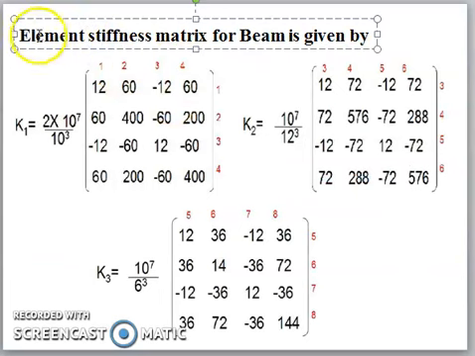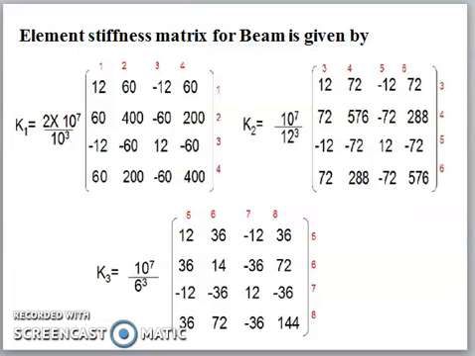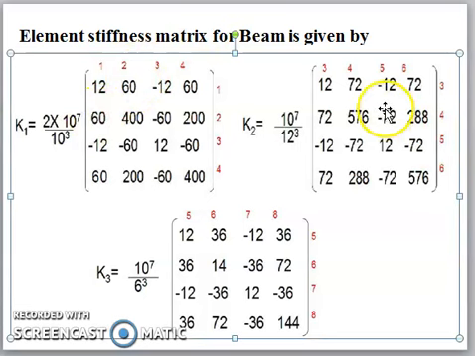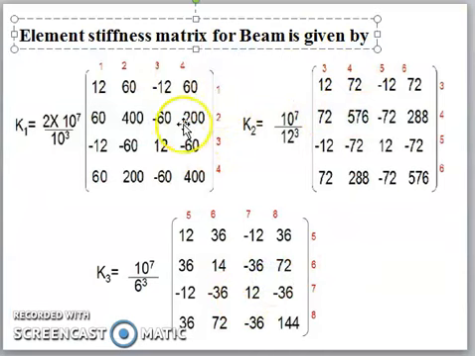The element stiffness matrix for the beam is given by 12, L, 6, L square, minus 12, 6. It is the same element stiffness matrix as we gave for the previous case also. Here is the element stiffness matrix for element 1, this is for element 2, and this is for element 3: K1, K2, K3. Now the next step, the global stiffness matrix. Again it is of size 4 by 4, but because we have 3 matrices, we get an 8 by 8 matrix, because how many nodes do we have?